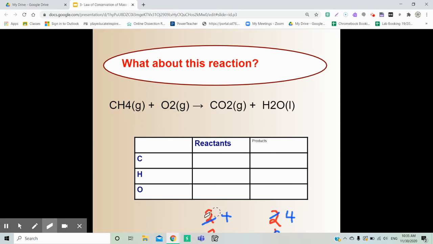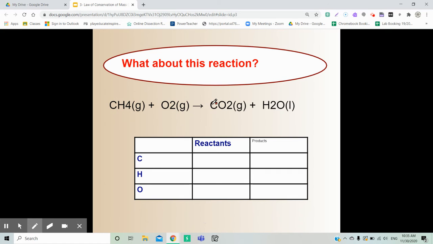Okay. So let's talk about the reactions in this case. Here we have the reaction of methane gas with oxygen, creating carbon dioxide and water. This is called a combustion reaction. We're going to learn about those. But again, we want to start by figuring out, do we have the same amount all the way across? I'm going to start with carbon because it's right here.